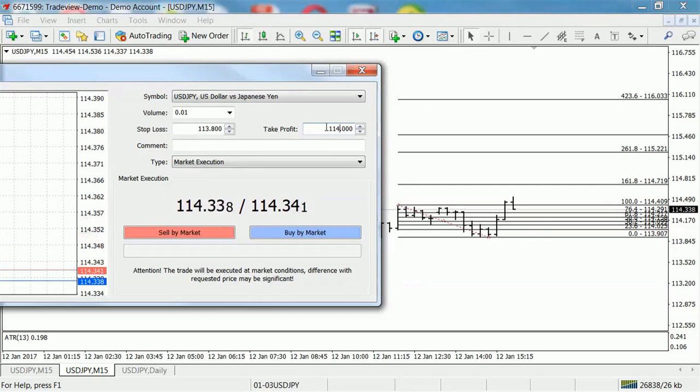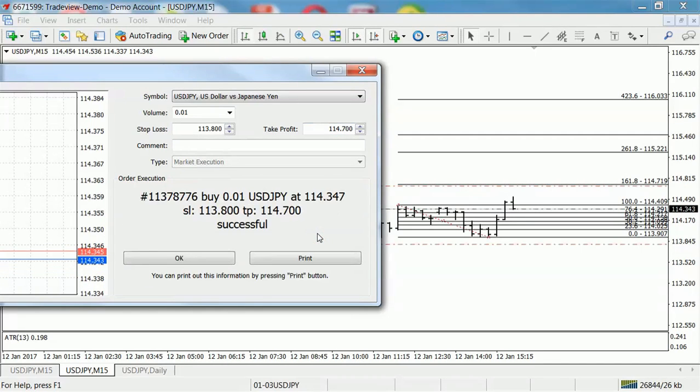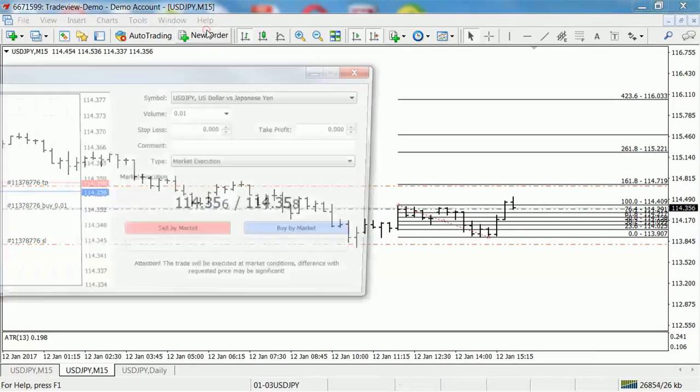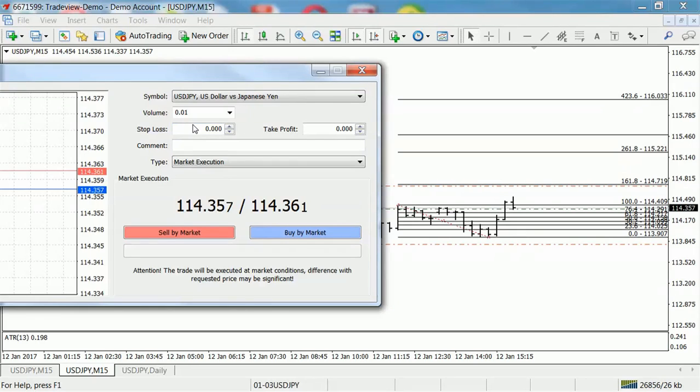114.70, right? Yeah. So of course the risk reward is not that great, so that's why you need a second order, which will make it better. So 1.3.8.